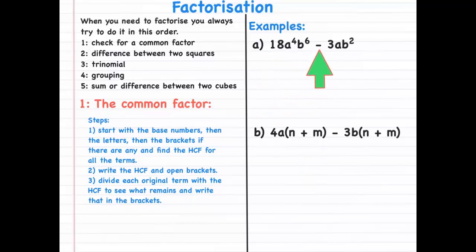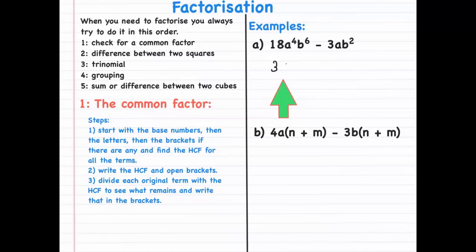So here I want to factorize the following. And we always start with our base numbers, 18 and 3. Now, what's the highest common factor that can go into 18 and 3? It will be a 3, right? Yes. And then we go over to our letters. And there's a A, there's a A. Okay, there's 4 A's here, there's 1 A. How many A's do they have in common? Only 1 A, right? Because I can take an A there and I can take 1 A there. If I take 4 A's there, I cannot take 4 there. So they've got 1 A in common.